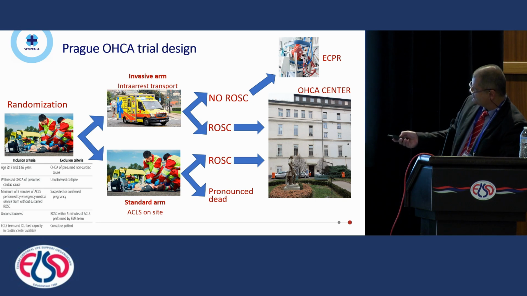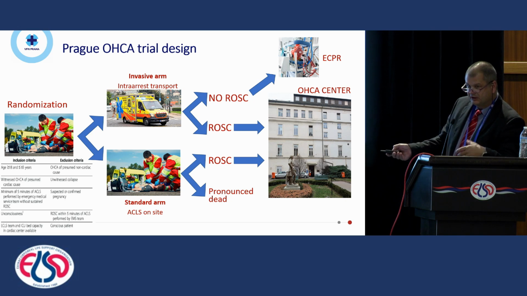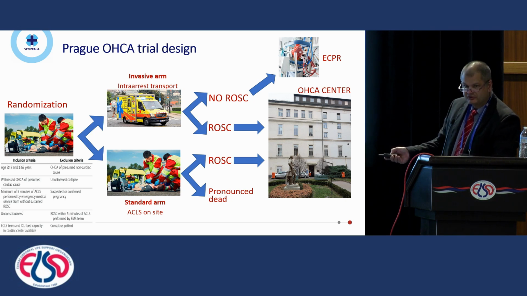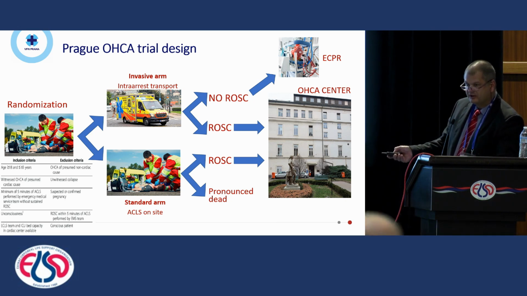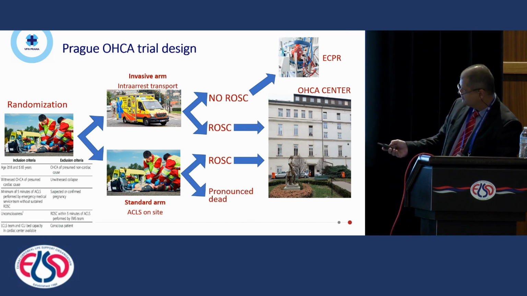So how it looked during the study: the patients were randomized during active chest compressions to avoid any bias. As you see, we enrolled witnessed out-of-hospital cardiac arrest, and the other inclusion criterion was a minimum of 5 minutes of ACLS. In comparison to other trials, we enrolled all rhythms. This trial was designed 12 years ago, so at that time we didn't have much information on how patients do in other rhythms, so we enrolled both PEAs and asystoles.